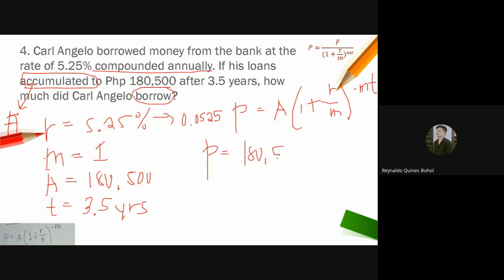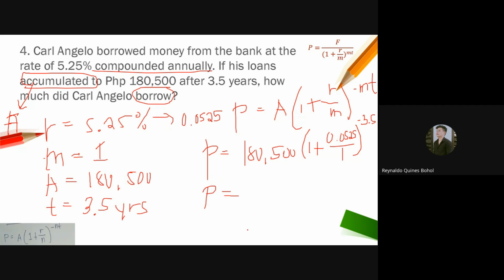180,500. Okay, tapos meron tayong 1 plus the rate is 0.0525. Oh, nakuha nyo na ata sagot. Your M is 1, then negative 3.5. Hindi ko na ilalagay yung 1 kasi times 1 is. So, ang sagot dito is 150. Is it 150?